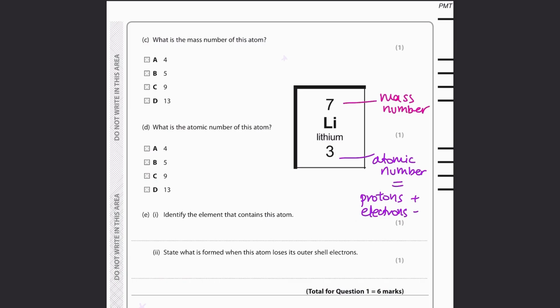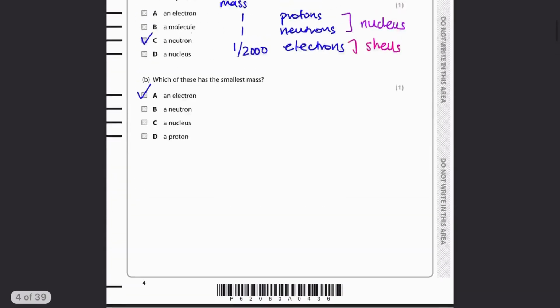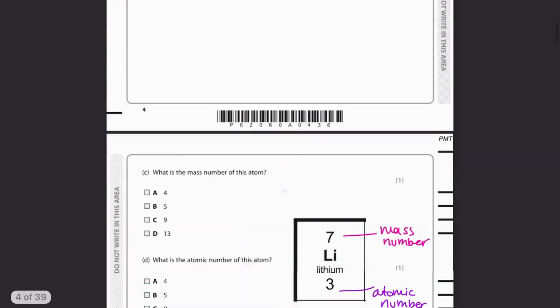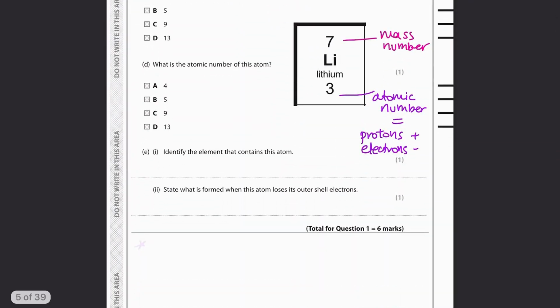So what about the mass number? If you remember, mass number is, well, it's mass. So who has mass? Look at what we just wrote up here. Protons and neutrons have mass, right? Because electrons are so light, they essentially have no mass. So protons and neutrons make up the mass of an atom. Therefore, the mass number is equal to the number of protons plus neutrons because they both have mass.